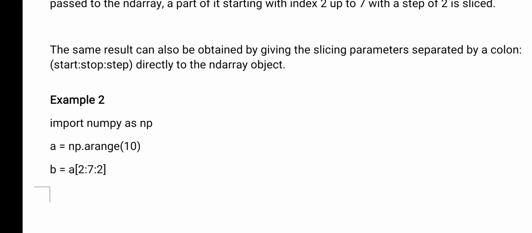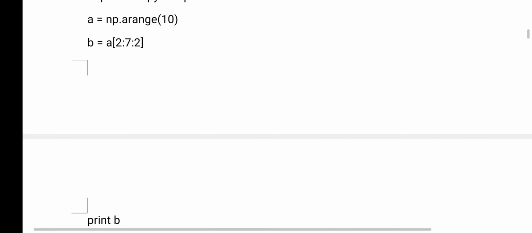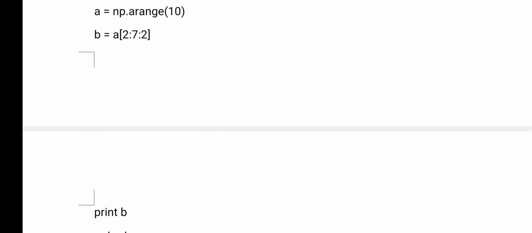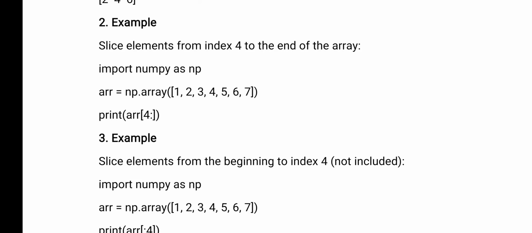Now you see here the second example: import numpy as np, a equals np.arange. Again I am creating an array with 10 elements. If you give the range, you need not mention all the elements. For example, if you want to create an array with 15 elements, you just give 15 in the brackets. That is the range function. Now b equals a[2:7:2]. So a new array is created. Starting is 2, ending is 7, and step value is 2. Okay, same example I have given.